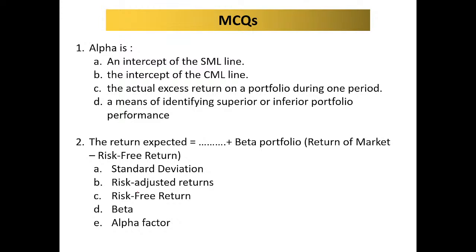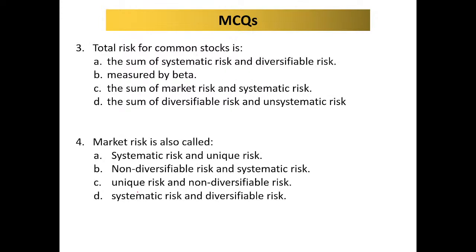Second question, the return expected is equal to dash plus beta portfolio, return of market minus risk-free return, and the options are standard deviation, risk-adjusted returns, risk-free return, beta and alpha factor. So the answer of this would be, for 1, the answer is the intercept of the CML line, and for 2, the answer is risk-free return.